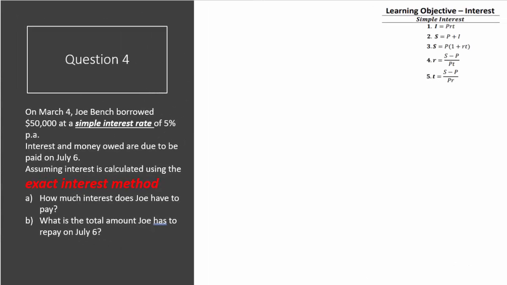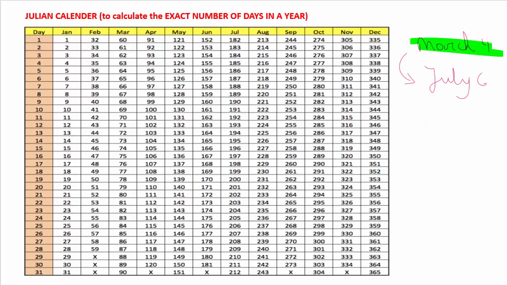Let's take a look at an example where we have to convert the time from days to years. So here we have Joe Bench, who borrows 50,000 US dollars at a simple interest rate of 5%. Now the interest and money owed are due to be paid on July 6th. Joe started borrowing this money on March 4th, and on July 6th the money is owed.